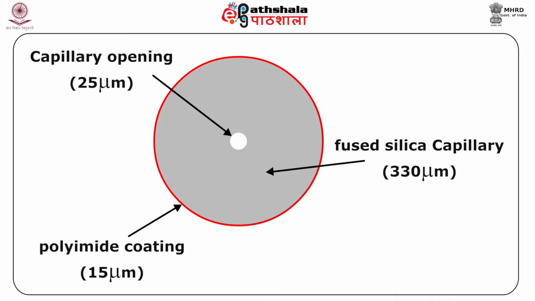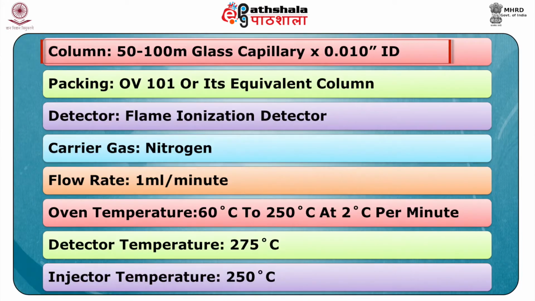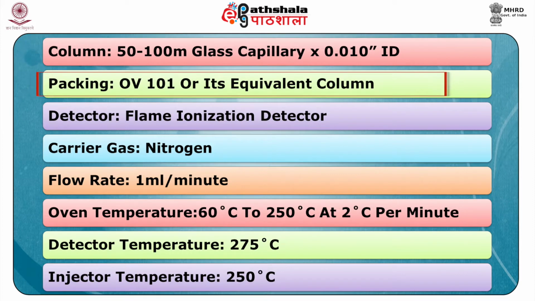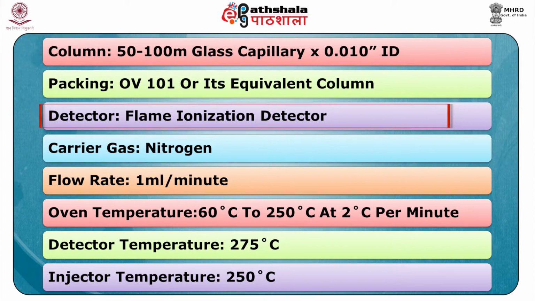For petroleum product analysis, we again have to maintain some specific conditions as we did for the gas chromatography, and that we can see here. The operating conditions are: the column used is a 50 to 100 m glass capillary of 0.01 ID. Packing is OV101 or its equivalent column. The detector used is the same, the flame ionization detector, FID.